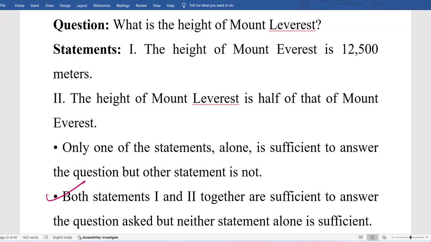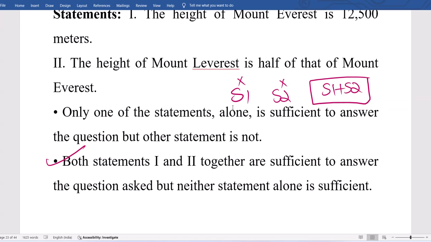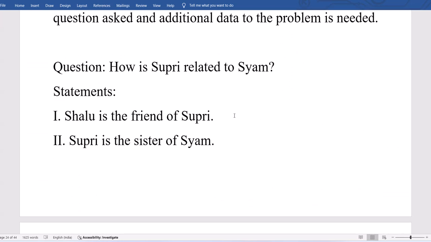Because in the first one alone, they're giving information regarding Everest. One alone not possible. Second one, okay, half relationship, fine. But what is Mount Everest's height is required. Two alone not possible. Put together, yeah, in the first one we know Mount Everest's height. Second one, they've given the relationship that it is half of that. Then okay, 6,250, whatever it might be. The answer is not required. We can find the answer using both statements together.